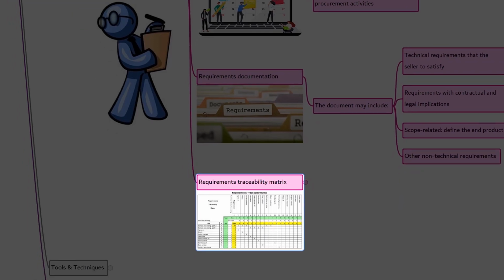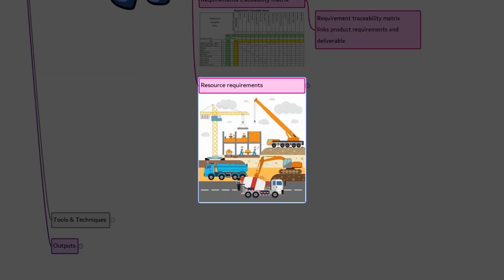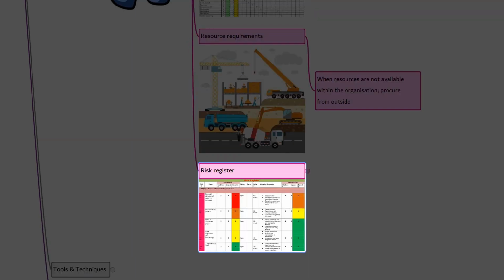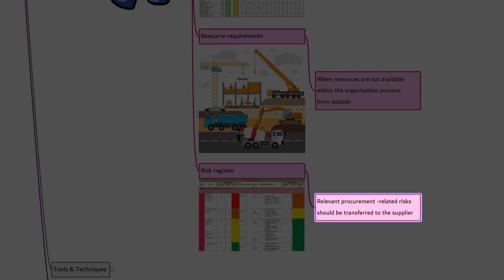The next one is requirements traceability matrix. The requirements traceability matrix links product requirements from their origin to the deliverables that satisfy them. Resource requirements. The resource requirements contain information on resources, both human and physical, required for the project. When the resources are not available within the performing organization, then those resources need to be procured from outside the organization. Risk register. The risk register will contain information about procurement related risks.